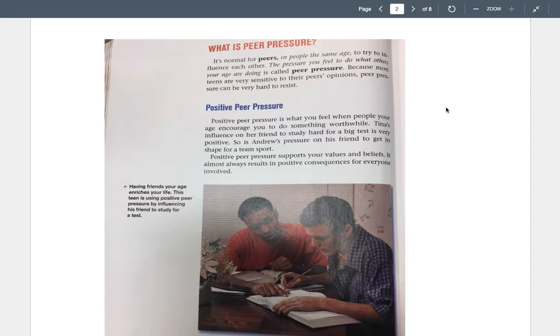Positive peer pressure is what you feel when people your age encourage you to do something worthwhile. Tina's influence on her friend to study hard for a big test is very positive. So is Andrew's pressure on his friend to get in shape for a team sport. Positive peer pressure supports your values and beliefs. It almost always results in positive consequences for everyone involved. So that's positive peer pressure. And the next section is talking about role models.